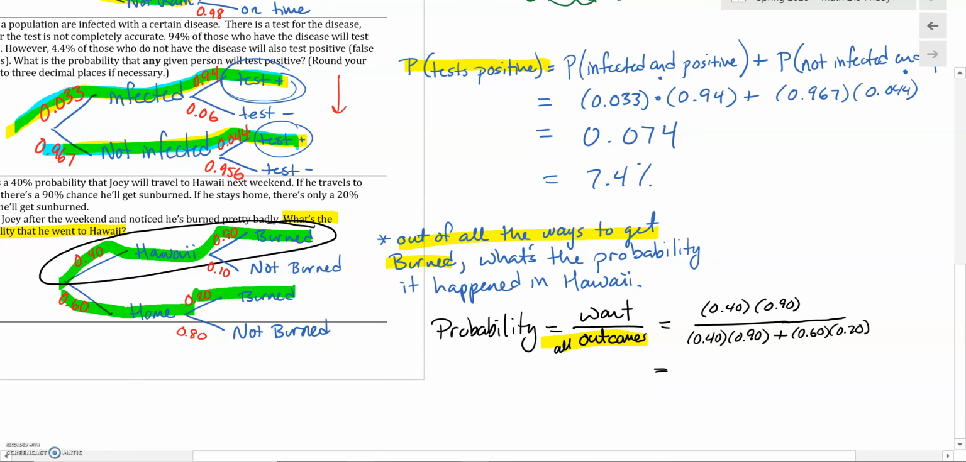So again, I hope that makes a little bit of sense. I'm trying to figure out what's the probability I went down this path to get to the burn. Well, that's what I want out of two ways to get burns, this way and this way. So I've got what I want out of all possible outcomes. According to my notes, that should multiply to 0.75. Seems a little too nice, but that's what I got written down. So 75% chance that that sunburn came from Hawaii.